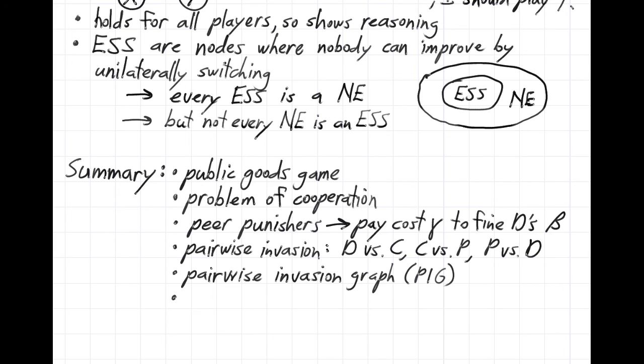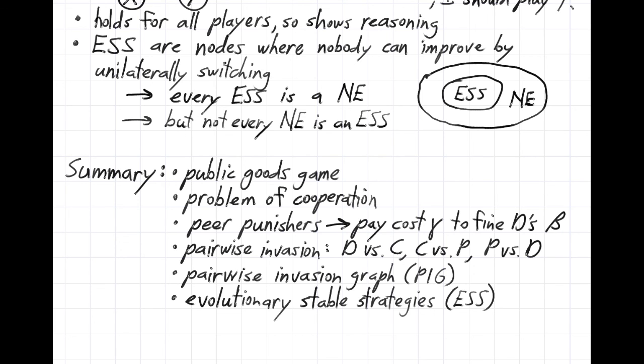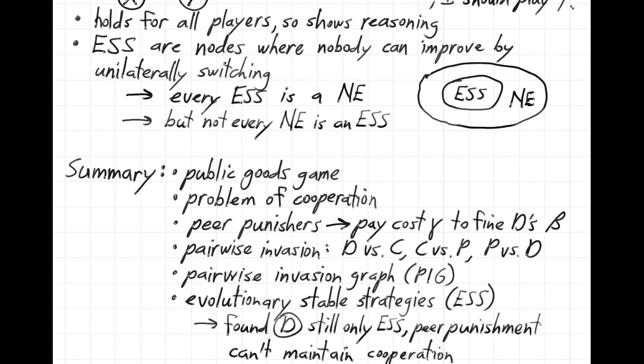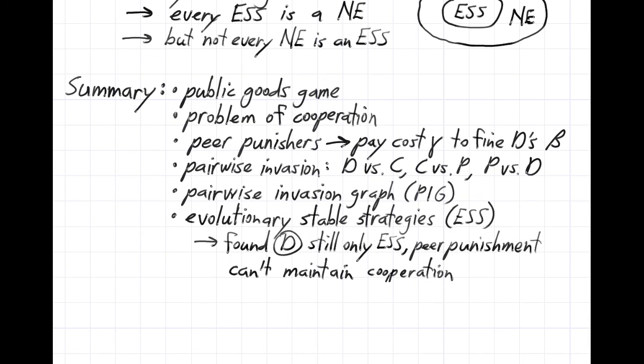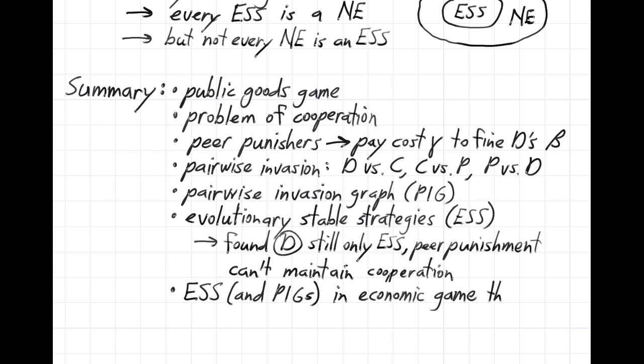And by having the pairwise invasion graph, we could see what the dynamics were, and most importantly, we had a new perspective on evolutionary stable strategies. And in this case, we found that all defectors is still the only ESS. So peer punishment on its own cannot maintain cooperation. And our last point was just about looking at ESSs and more generally PIGs in economic game theory. And I made the argument that these are relevant concepts in economic game theory.